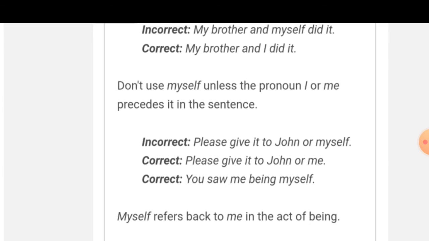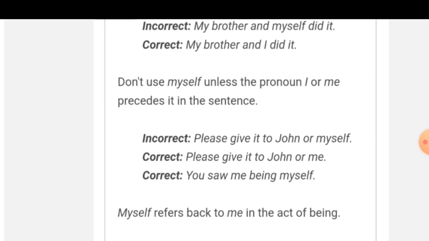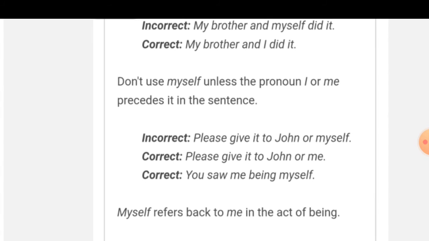Incorrect: My brother and myself did it. Correct: My brother and I did it. Because we need two subjects. Here we need not write a reflexive pronoun, because, keep in mind, two words joined with a conjunction should be in the same category. So my brother is a subject and we have to use I, which is the subjective case of the first person singular pronoun.